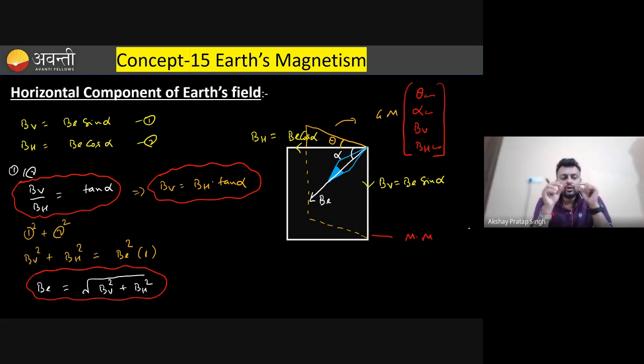So now you know the magnitude and direction both of the Earth's magnetic field. This is the magnitude of Earth's magnetic field. And the direction is decided by the angle of dip and the angle of declination. These two components are responsible for the direction. I hope all these statements, all these formulas are clear to you.